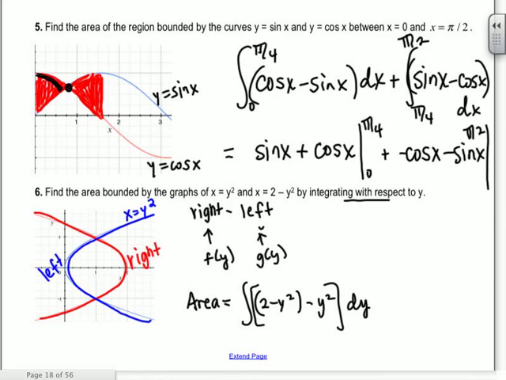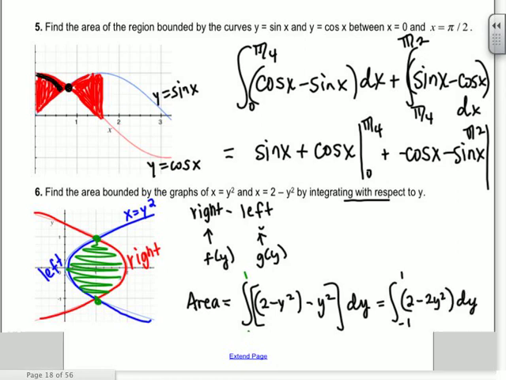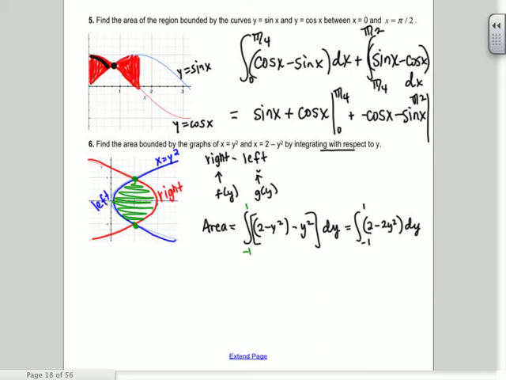Okay, so do you guys see the area that we have is here? What's the lowest y value? What's the highest y value? Negative 1 to 1. And that's it. So you have negative 1 to 1, 2 minus 2y squared dy. Is there any symmetry in this one? Yeah. See how you could go from 0 to 1 and multiply by 2?